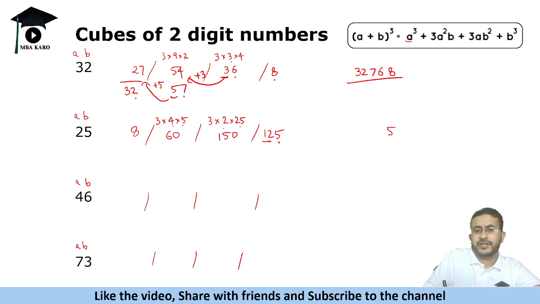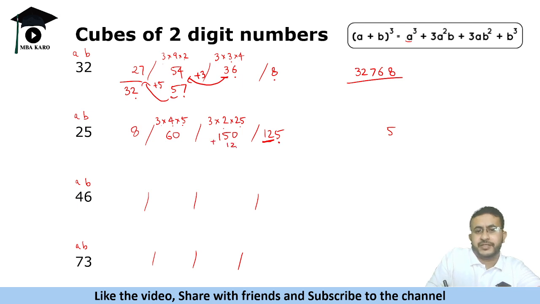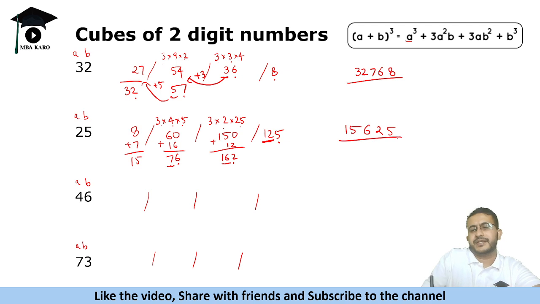Okay, this is 12. Now in the previous case there was only one digit. If there are two digits, take those two digits, you will not get more than two digits. Add 12 to it, it becomes 162. Take 2, take 16 as carry, it becomes 76. Write 6, and then 7 gets carried. 8 plus 7 is 15. These are the last digits, so use them as they are. 15,625. Instantly finding the cubes of numbers.